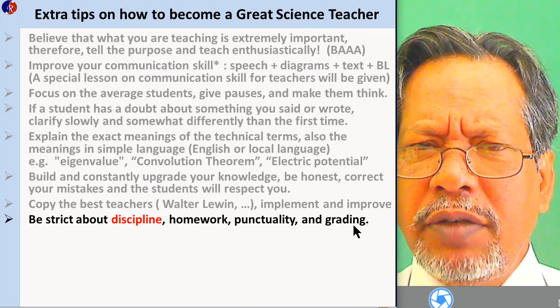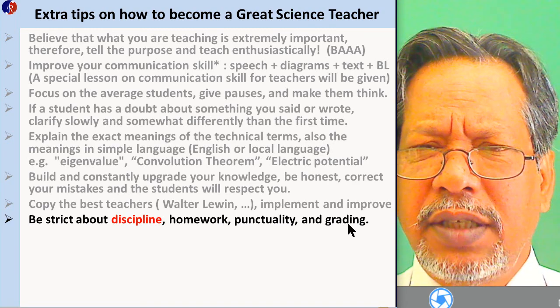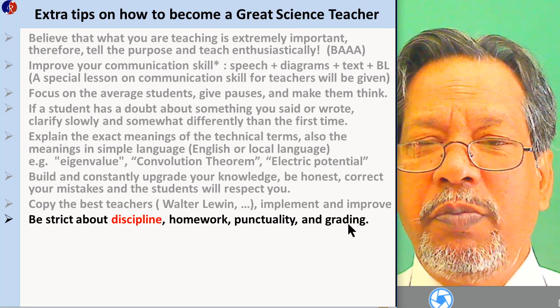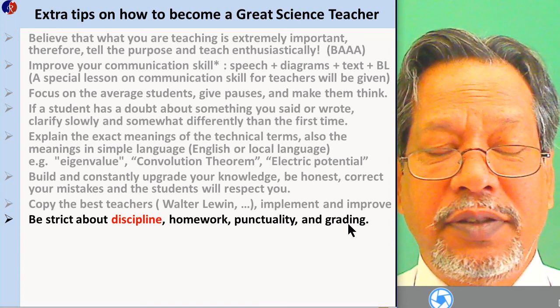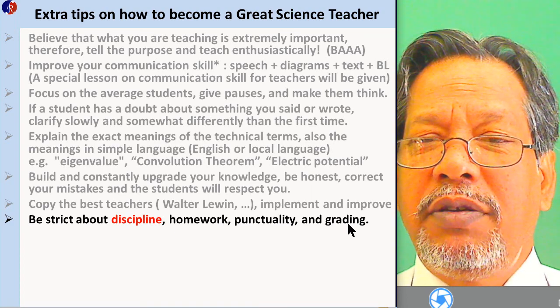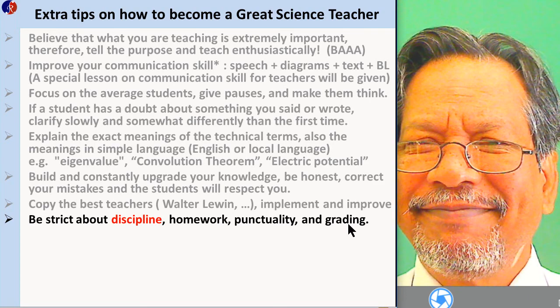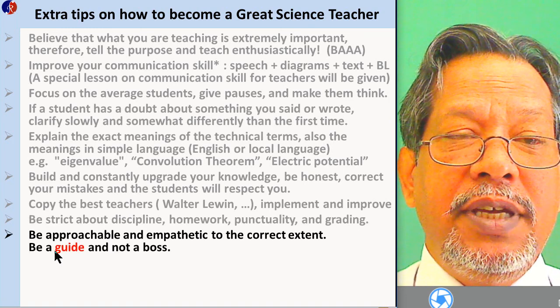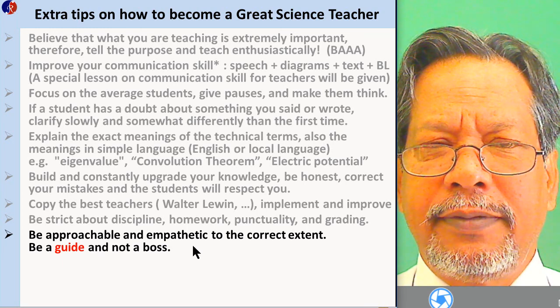Grading. Try to automate as much as possible. Grading takes a long time. Give the questions in such a way that it's almost automated grading. And then there's an advantage. You can say, sorry, the computer program is being fair to everybody. No exceptions for you. You don't get the blame. Be approachable and empathetic.